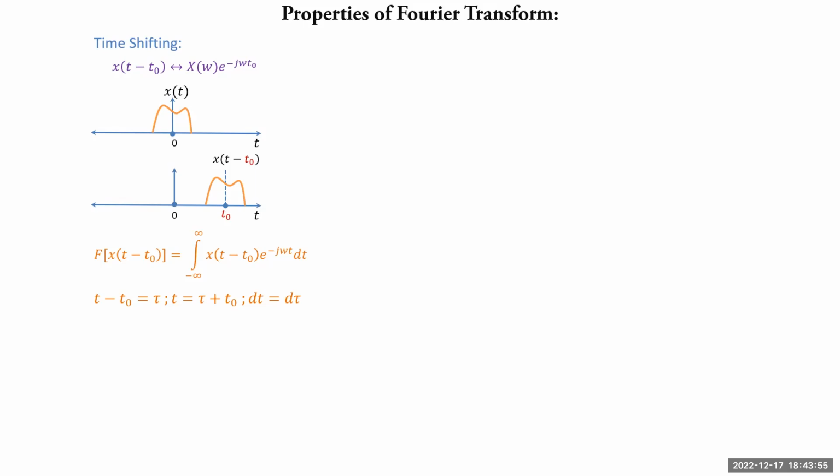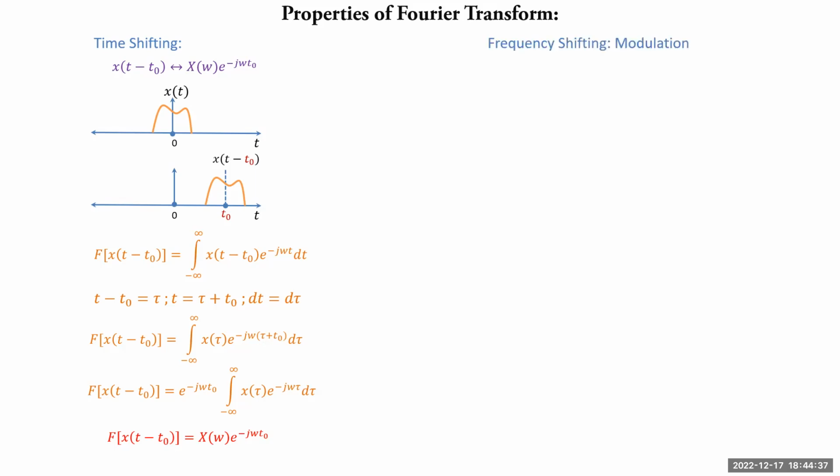Now here t minus t naught is replaced by tau, and therefore t becomes tau plus t naught and dt equals d tau. So when this equation is simplified, you'll get the Fourier transform of x of t minus t naught equal to the integration of x of tau e raised to minus j omega into tau plus t naught, d tau. Now here e raised to minus j omega t naught is constant, and it will come out of the integration, and the remaining term in the integration becomes the Fourier transform, and hence it is proved that the Fourier transform of x of t minus t naught is equal to x of omega into e raised to minus j omega t naught.